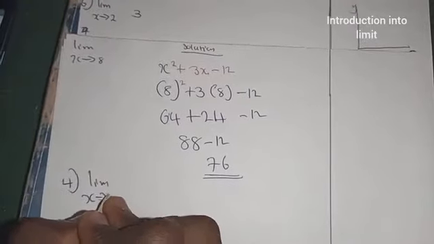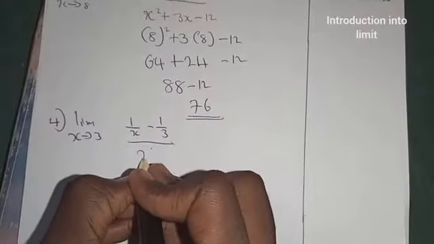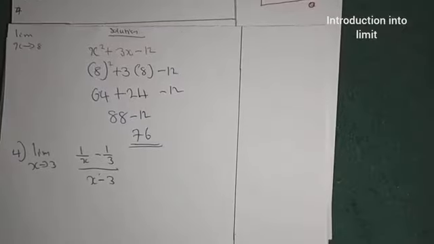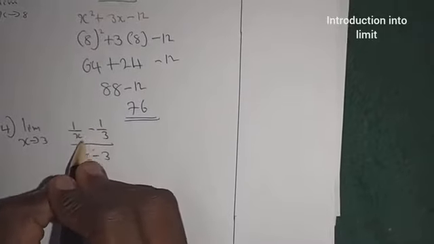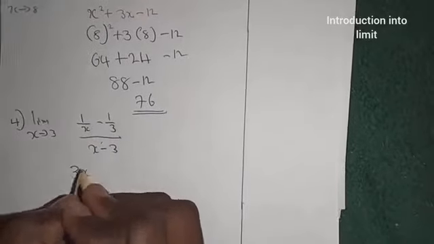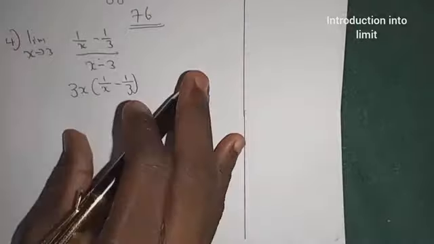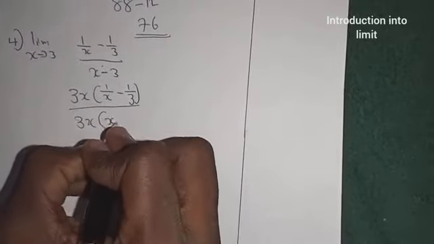So now we're moving to the next question, number 4. Number 4 says the limit as x approaches 3 of 1 over x minus 1 over 3, all divided by x minus 3. Whenever you have such a constant, the first thing you will do is multiply both the numerator and denominator by the coefficient of the numerator of these, 3 and x. So it will now be 3x multiplied by 1 over x minus 1 over 3, close brackets, then divided by also 3x multiplied by x minus 3.